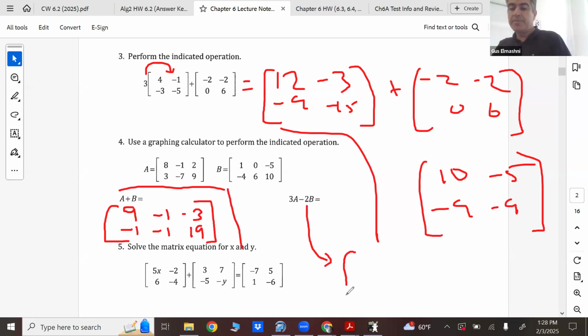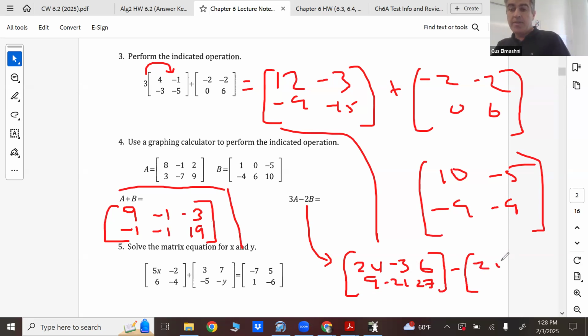Distribute the 3. So 24, -3, 6, 9, -21, and 27. Is that just for 3A? Yeah, and then -2B is going to be 2. I was going to do 2 first, then I'll do negative afterwards.